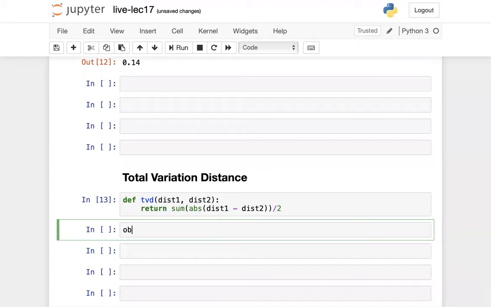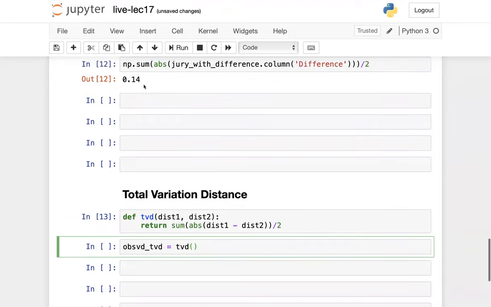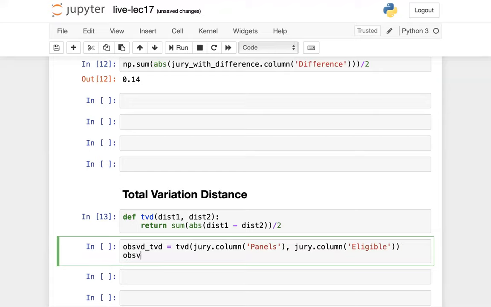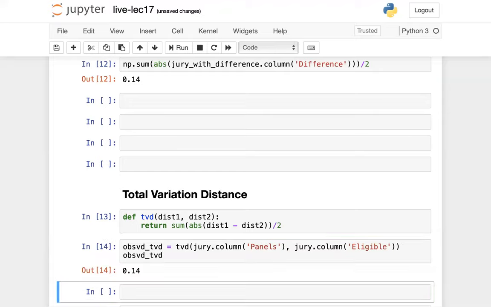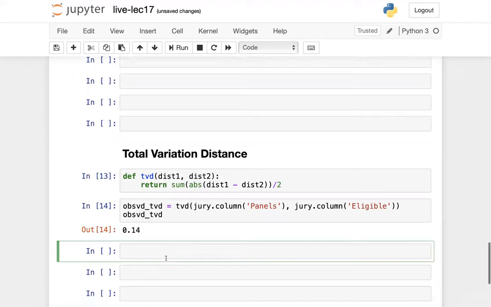And so we can save our actual observed TVD. Let's call it observed TVD. And we can call the function to get the value again. So again, this value we already know up here is 0.14, but we're just going to write it again here using the function. So the TVD is going to be the distance between the jury.column eligible, or sorry, panels. Actually, doesn't matter which one you put first, and eligible. So let's just make sure our function's working as expected. And so here we get 0.14.